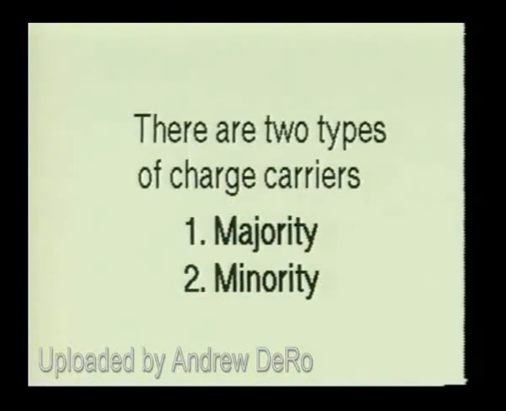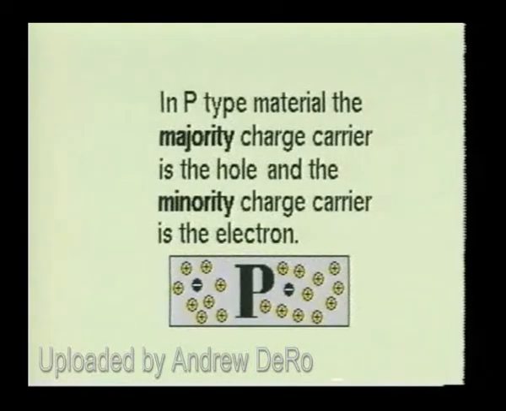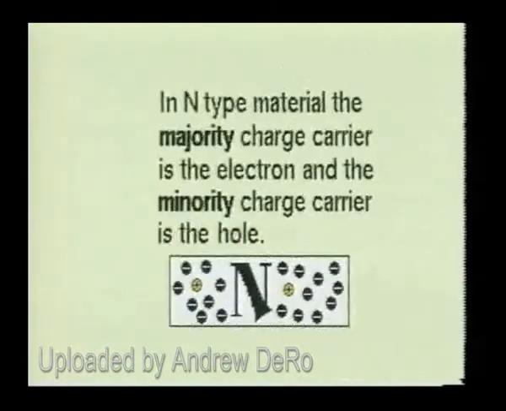Semiconductor materials have majority and minority charge carriers. The majority charge carrier in the p-type material is the hole, while the minority charge carrier is the electron. The majority charge carrier in the n-type material is the electron, and the minority charge carrier is the hole.